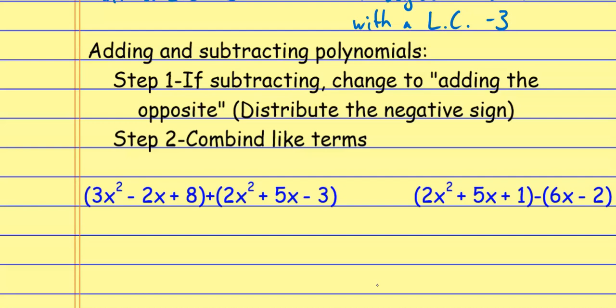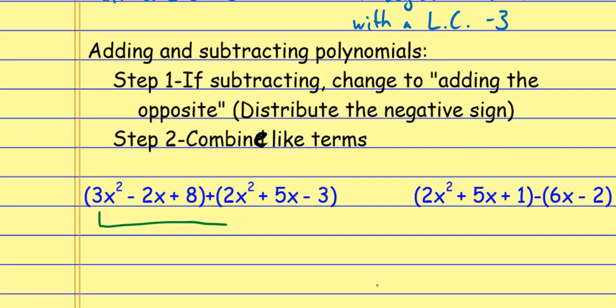Then combine like terms, okay? And a little typo there. Combine like terms, okay? So for this one, I've got a 3x squared minus 2x plus 8. I've got a 2x squared plus 5x minus 3. Those are two trinomials. So I'm adding two trinomials together. And I just have to identify like terms. I can only add the like terms.